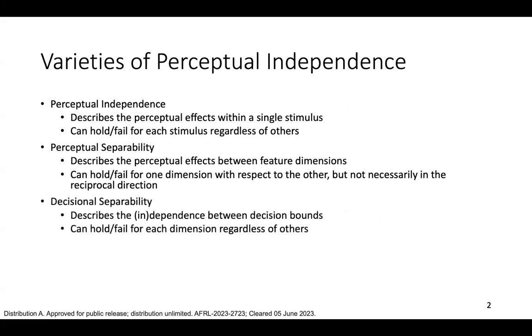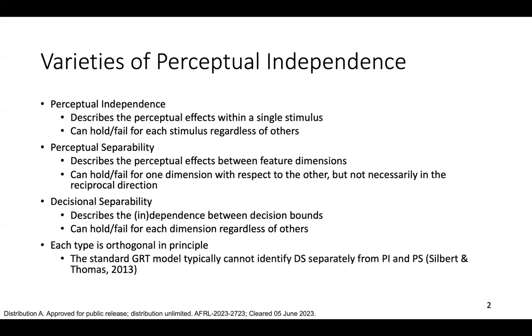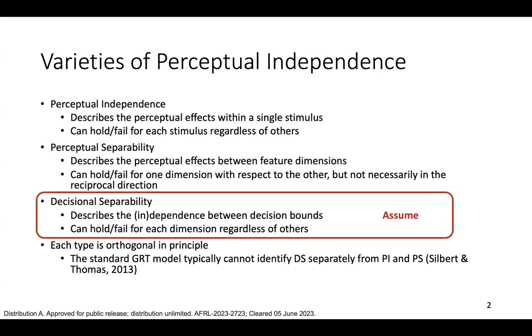Decisional separability occurs when the decision bound or criterion is independent of stimulus intensity. It can hold or fail for each dimension, regardless of whether it holds for the other dimension. In theory, any perceptual decision process may be described by some combination of these three types of independence. However, the standard GRT model cannot separately identify decisional separability from perceptual independence and perceptual separability. Therefore, in this work, we assume decisional separability holds and focus on perceptual independence, which can be inferred by testing for report independence, and perceptual separability, which can be inferred by testing for marginal response invariance.